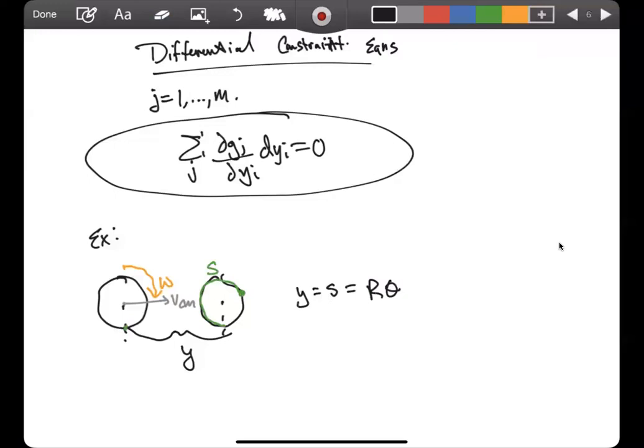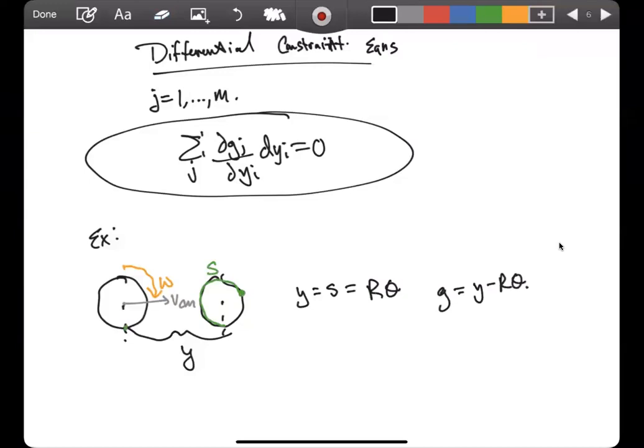So in this case, our constraint equation g is simply equal to y minus r theta. Okay? So these are the coordinates that I'm going to use. We'll talk more about these later. These are called generalized coordinates, but that's fine.